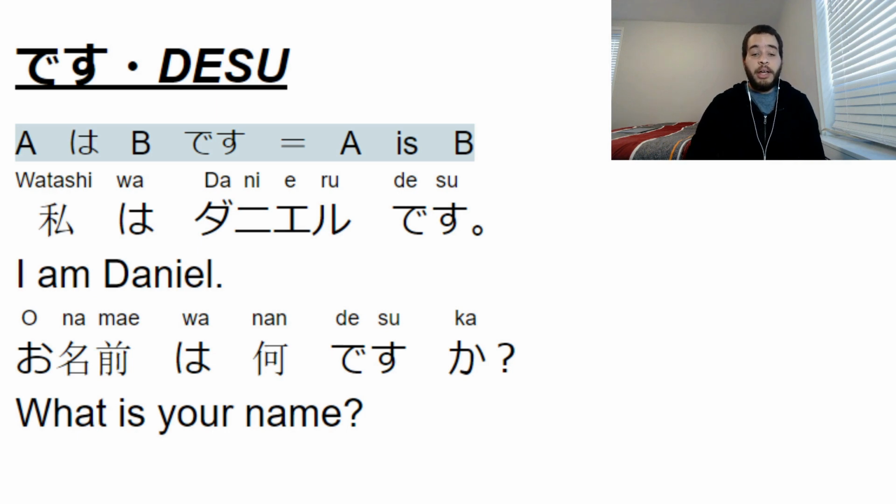Now, if you wanted to ask someone else their name, you'd say, o namae wa nan desu ka? O namae wa. Name. The o in front of namae makes it an honorific. If you're talking about your own name, you just use namae. Nan. Nan is what? Now, the reason that it's pronounced nan here is because we have desu following it. Usually, it's going to be pronounced nani. And again, we have desu ka, which we know now is a question mark. So, what is your name? O namae wa nan desu ka?